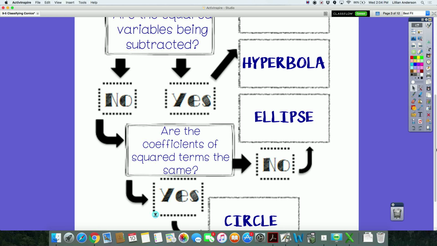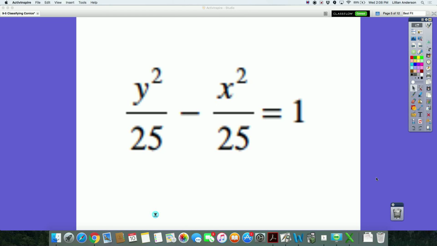I like this. Okay? That was easy. So this one is a hyperbola. First off, are both terms squared? Yes, so you go further down into the chart. Are they being subtracted? Yes. Because they're being subtracted, that makes it automatically a hyperbola.